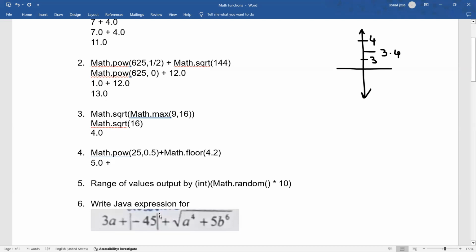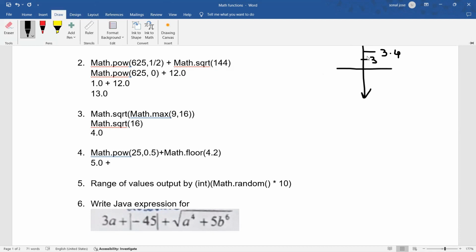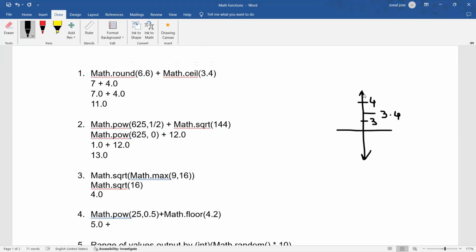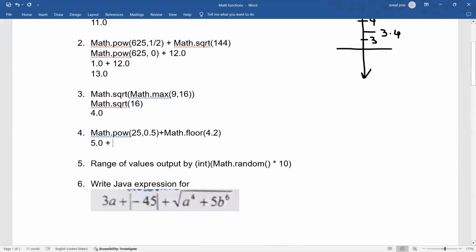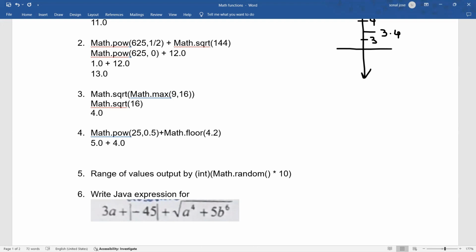Okay. And here they want floor of 4.2. Floor of 4.2, what do we say? Floor means you have to look down. So this number is between 4 and 5. Looking down, you will look at 4 of type double. So the answer will be 4.0. Final answer will be 9.0.